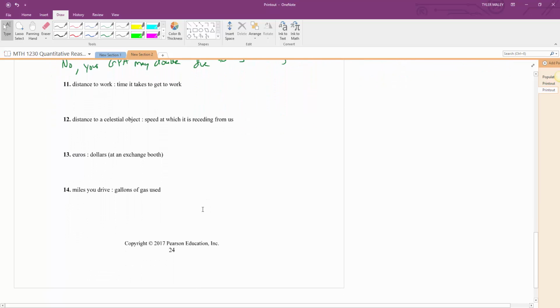Let's see, 11 is distance to work compared to the time it takes to get to work. So here we're assuming that you're going the speed limit the whole time, so you're traveling at a constant speed. For example, when I drive to work on 309, I go 55 the whole time. So we're assuming that type of scenario. If that's the case, then yes, this is proportional.